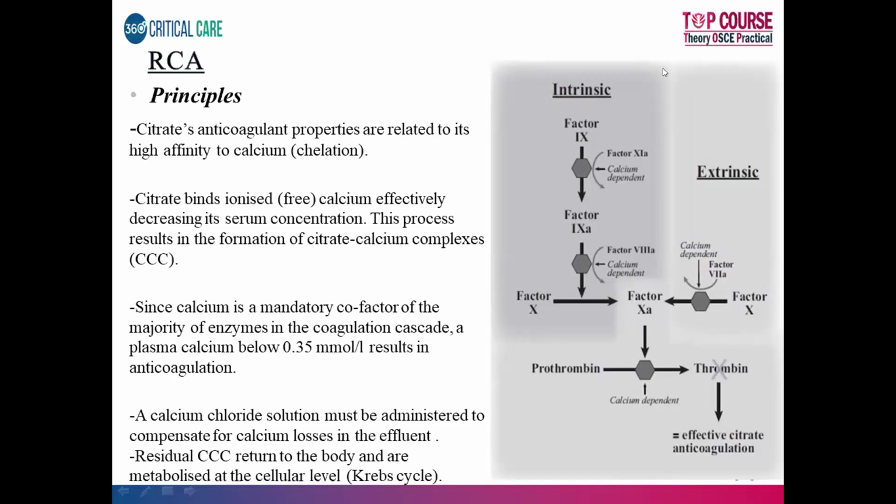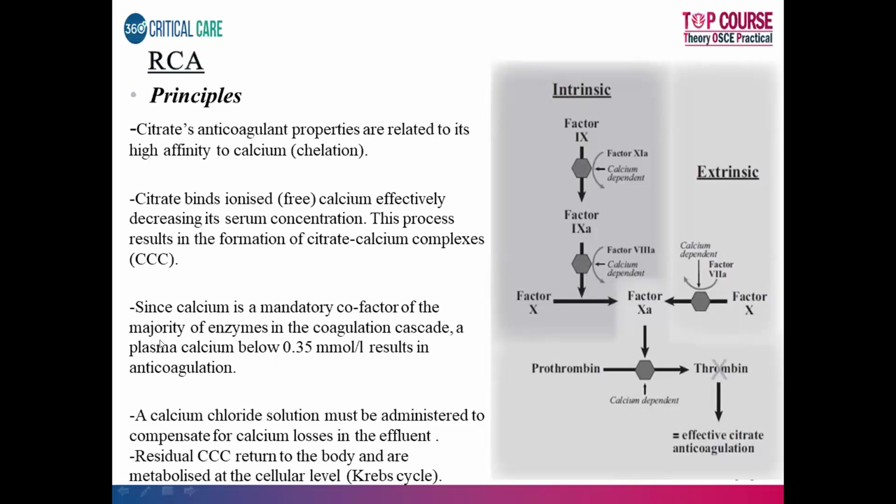So if you see, this is the intrinsic pathway, this is the extrinsic pathway. You have conversion of factor 9 to factor 9A, you have the calcium here, calcium, calcium. So everywhere it is calcium dependent. So when the calcium concentration falls, what happens? There is no generation of thrombin. So this is the way citrate acts as an anticoagulant.